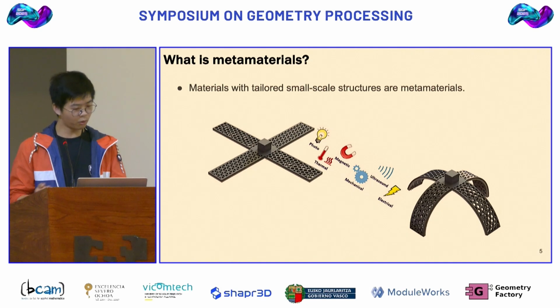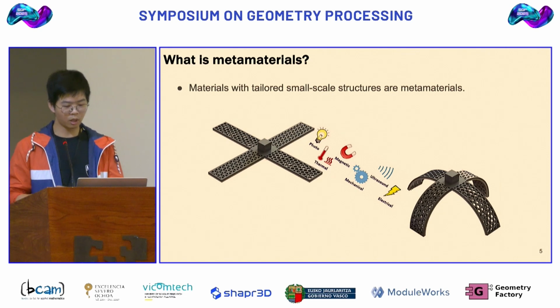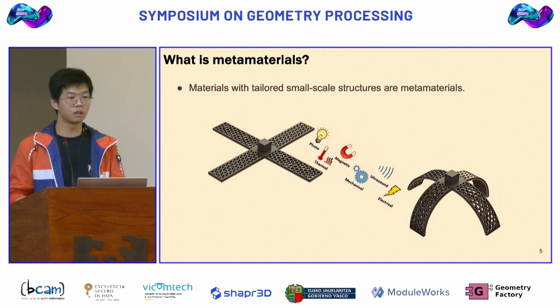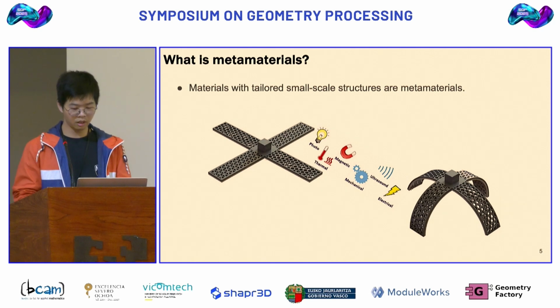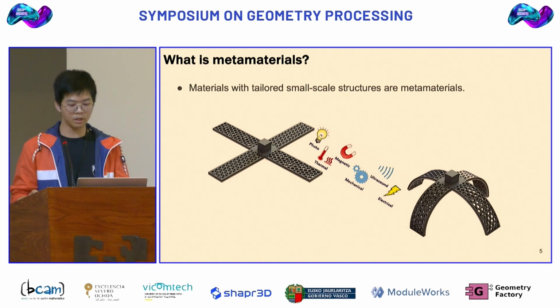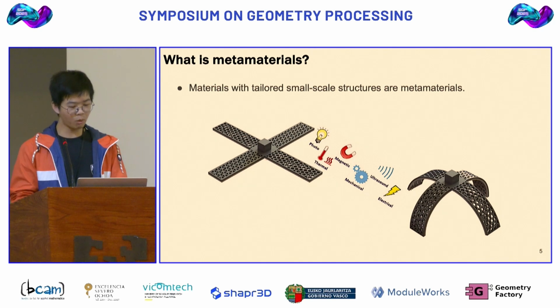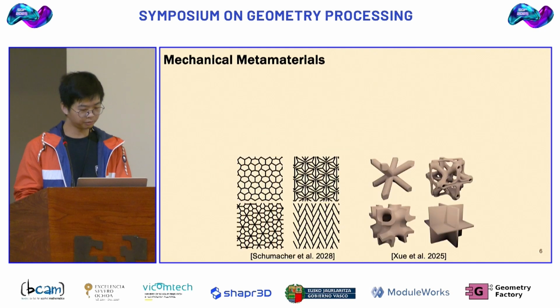So first off, what is metamaterial? First, a material is not only defined by the composition, but also the small-scale structure. And the metamaterials are engineered materials designed to have properties that are not found in nature. And they can exhibit unusual properties in response to environmental stimuli, for example, light and temperature. And today I will mainly focus on designing mechanical metamaterials.